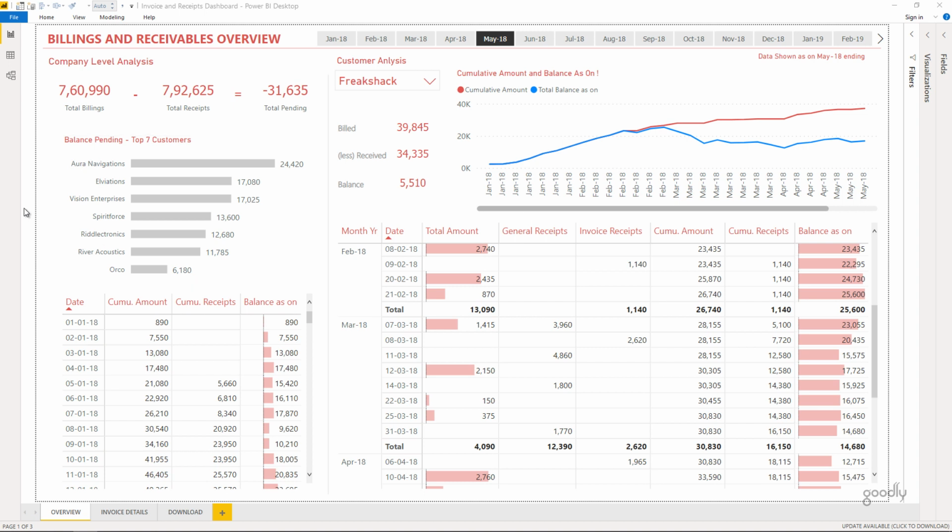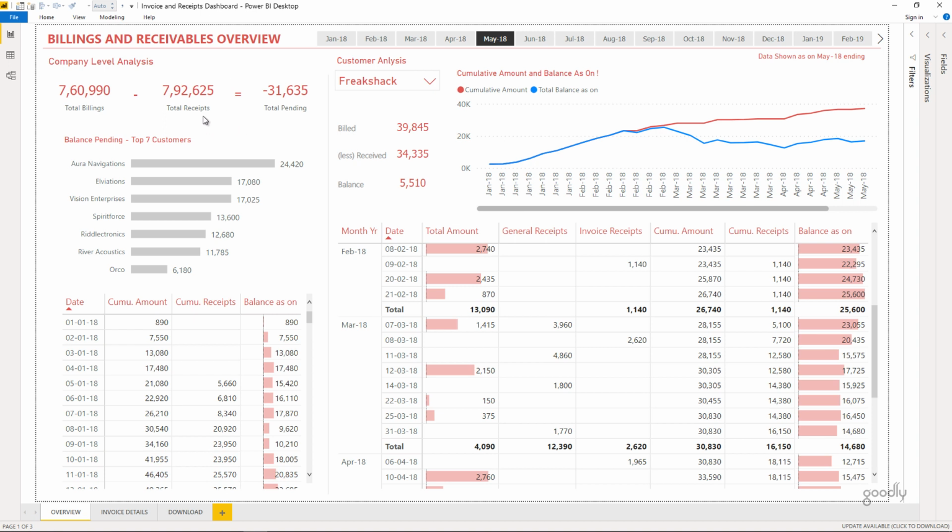Let's just talk about the overview first. So on the left hand side, we have a company level analysis. This talks about the entire company, all the customers as a whole. And you can see that on the top we have the month of May selected. That means what we are seeing now is the status of all the dues and the receivables as on May 2018. So the total billings that we have done until this month is 760.